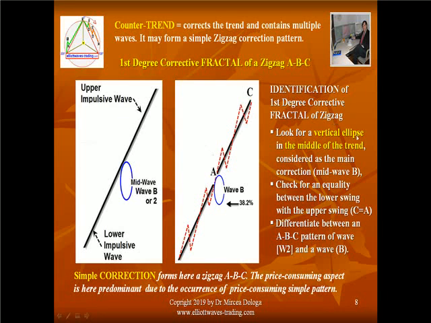Look for a vertical ellipse in the middle of the trend. This is the vertical ellipse in the middle of the trend. Consider it as the main correction mid-wave B. Check for an equality between the lower swing, which is called A, with the upper swing, which is called C. Differentiate between an ABC pattern of wave W and a wave B parenthesis. The simple correction forms here a zigzag ABC. The price-consuming aspect is here predominant due to the occurrence of price-consuming simple patterns.